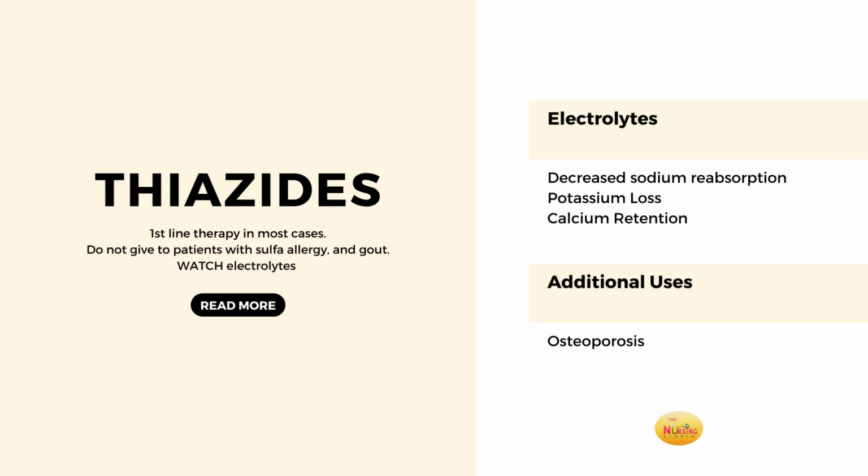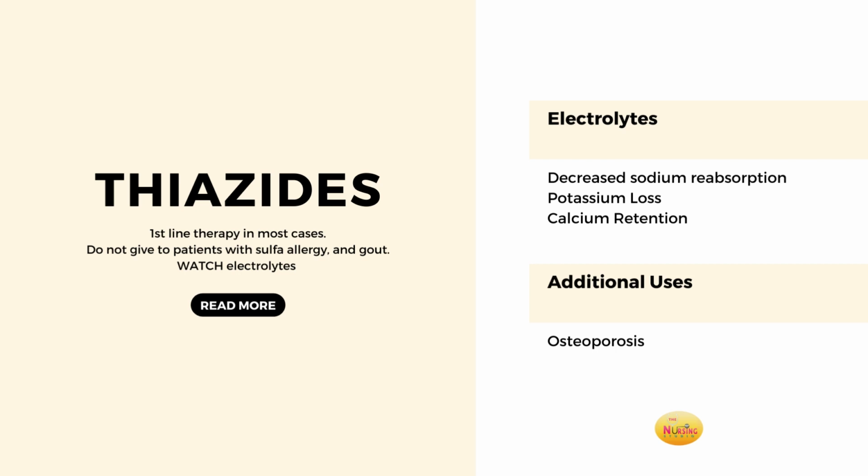This also has a sulfur base, so you need to be cognizant of that, because you do not want to give this to patients who have a sulfur allergy. It is also said that thiazides can cause gout, so you don't want to give it to who? Patients with gout, right? Because it's just going to worsen their symptoms. And that's the basis of thiazides.